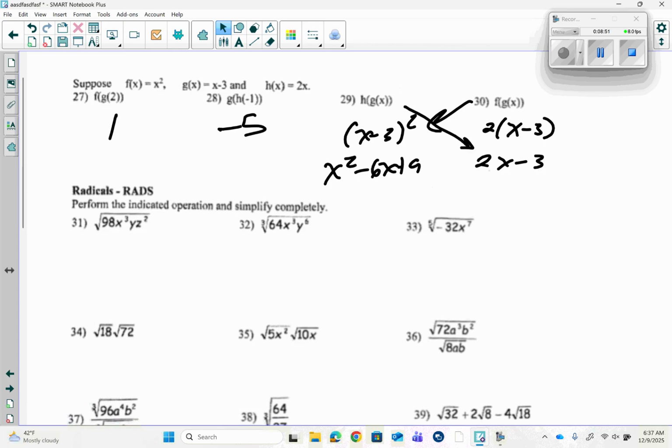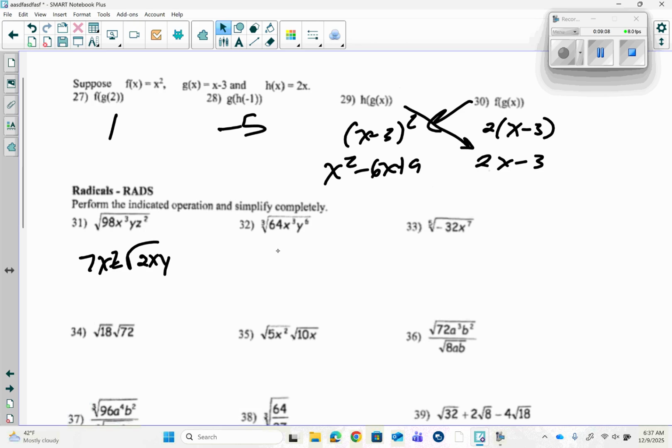Sorry about that. All right, so 98 is going to break down to 49 times 2, so that's 7 with a root 2 in there. I can take out an x, because that's x squared times x. It leaves me an x inside. The y stays inside. Square root of z squared is z. That one's done.